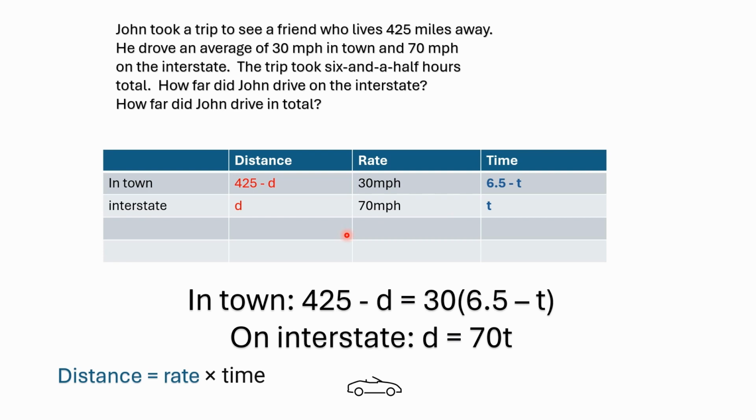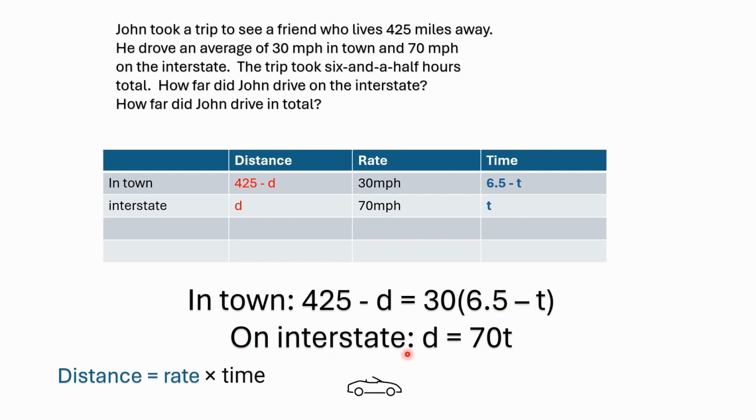So if we're looking at distance, we know that in town, the distance driven was 425 minus d. Well, distance, again, we said before, is equal to rate times time. So our distance in town is 425 minus d, and that's equal to the rate, which is 30 miles per hour, or we have 30 here. The time is 6.5 minus t. Now, we've got to put parentheses around that because the rate is multiplied by this entire value, which is 6.5 minus t.